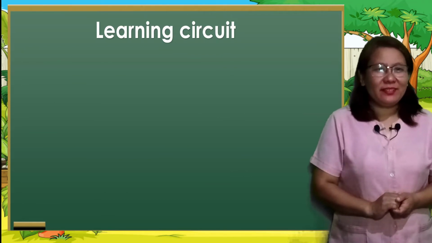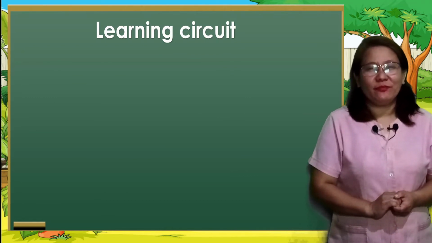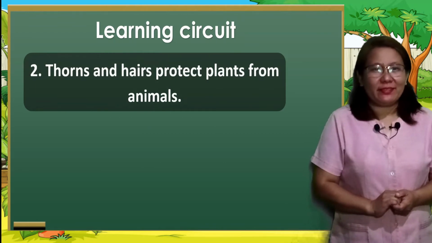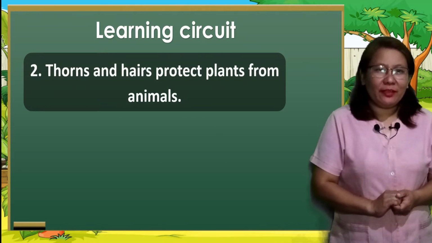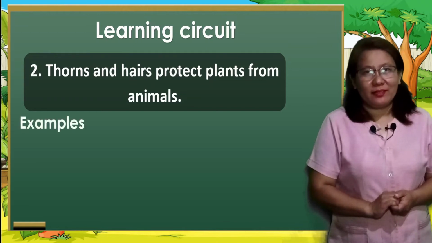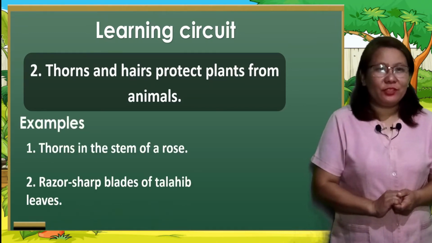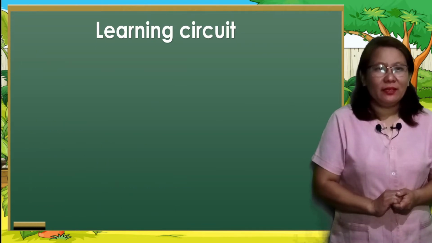Thorns and hairs are some of the specialized structures of plants, but not all plants have thorns and hairs. Thorns and hairs protect plants from animals. Examples are the thorns in the stems of a rose and the razor-sharp blades of talahib leaves.